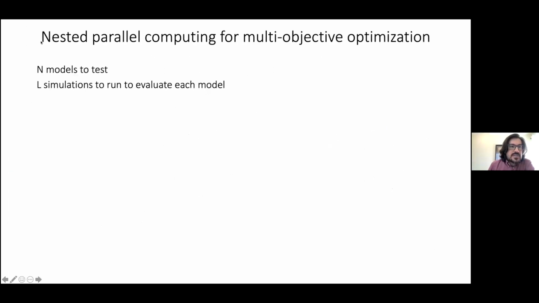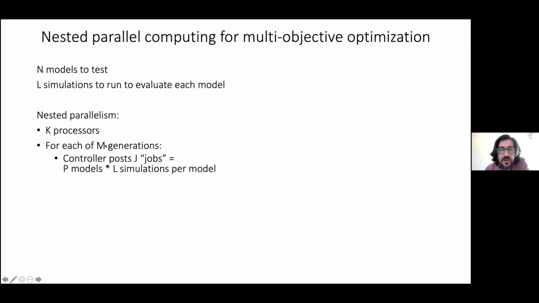And so if we're in this scenario where we not only want to test n models, but in order to even evaluate one model, we need to run a bunch of small simulations, we really need a parallel computing approach that is hierarchical. And so I'm calling this nested parallel computing. Here we would have K processors, and then for each of M generations, our controller would post J jobs that need to be done. That would be that we want to evaluate P models, but for every one of those models, we need to run L simulations to compute our features.